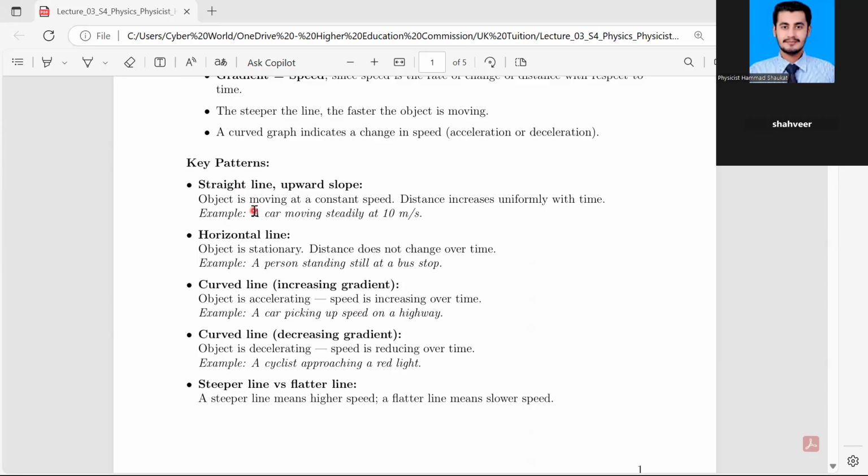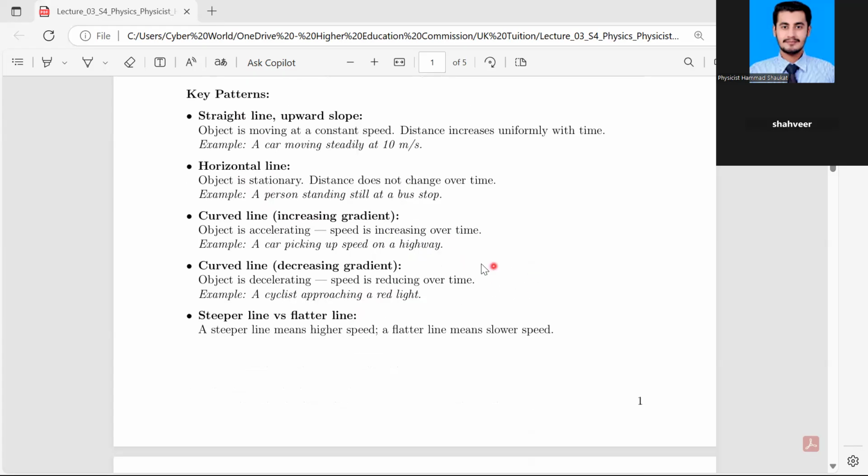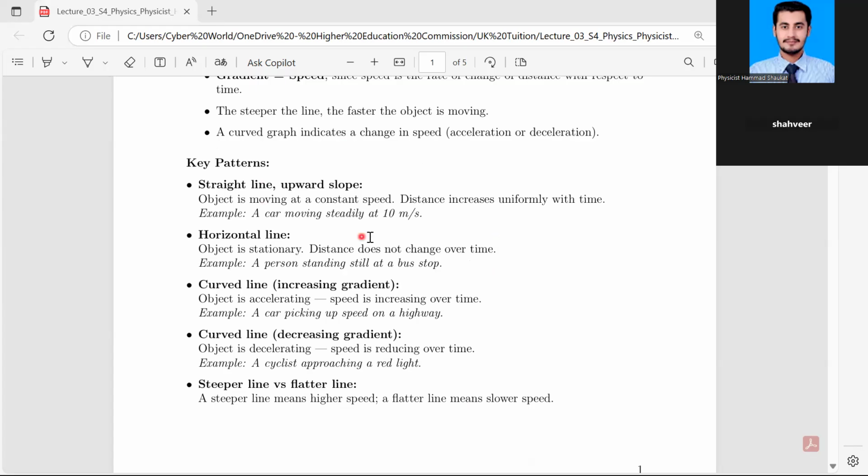Next, we have horizontal lines. You know what horizontal lines are? This type of line, these straight lines, this is vertical, am I right? This standing line is called a vertical line, and this base line is called a horizontal line.